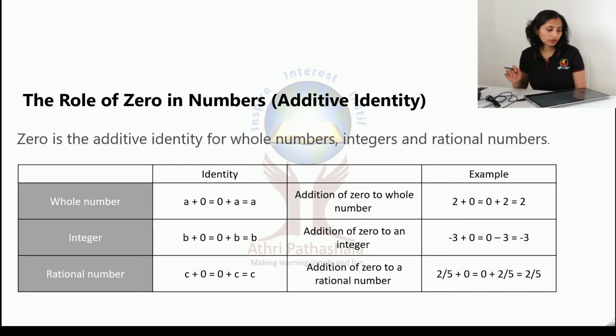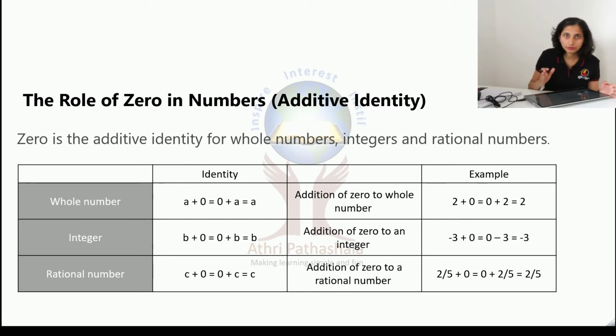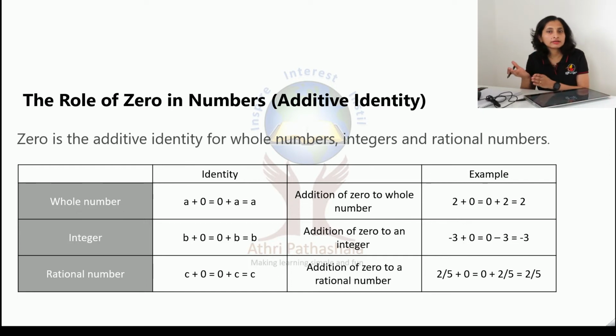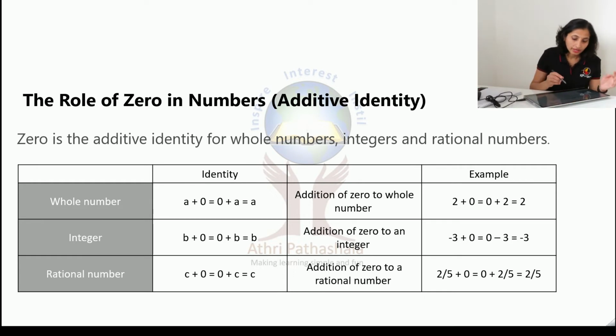The role of 0 in numbers is the additive identity. Additive identity means take any number, add 0, and if you get the same answer as the number you have taken, then that number is known as an identity. So the additive identity is 0.